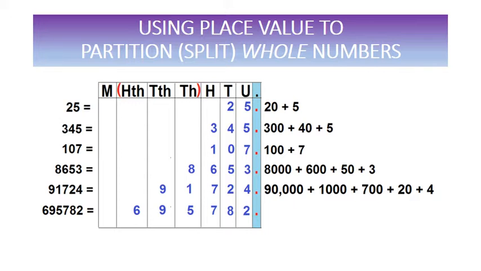And the last one, now we've got a few more thousands. We've got 600,000 plus 9 lots of 10,000, which is 90,000 plus 5,000 plus 700 plus 8 lots of 10, which is the same as 80 plus 2.